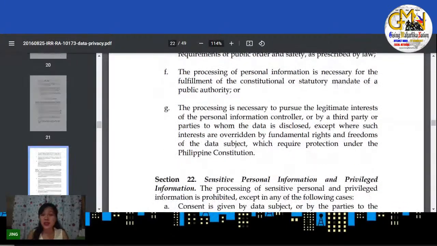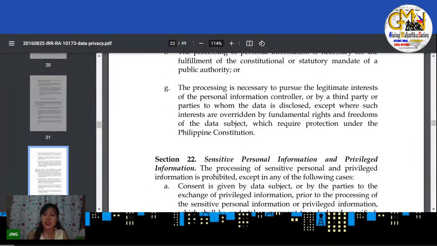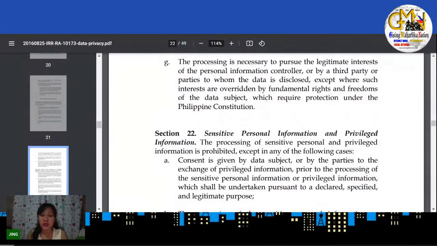Letter F. The processing of personal information is necessary for the fulfillment of the constitutional or statutory mandate of a public authority, or the processing is necessary to pursue the legitimate interest of the personal information controller or by a third party or parties to whom the data is disclosed, except where such interests are overridden by fundamental rights and freedoms of the data subject, which require protection under the Philippine Constitution.